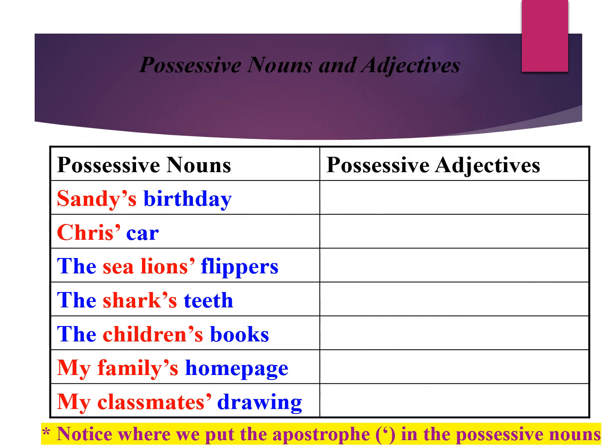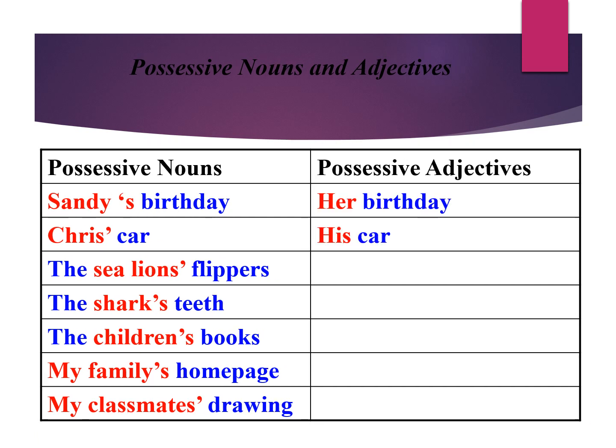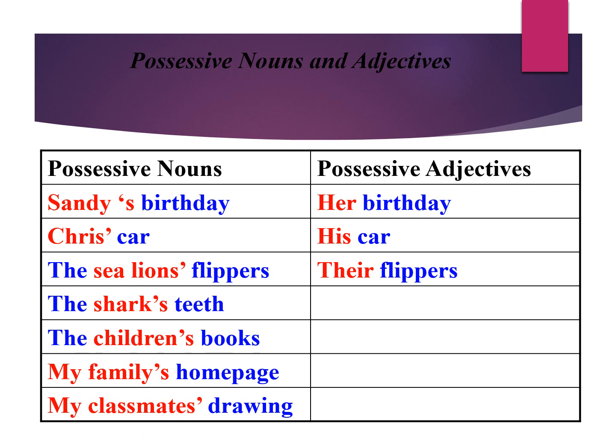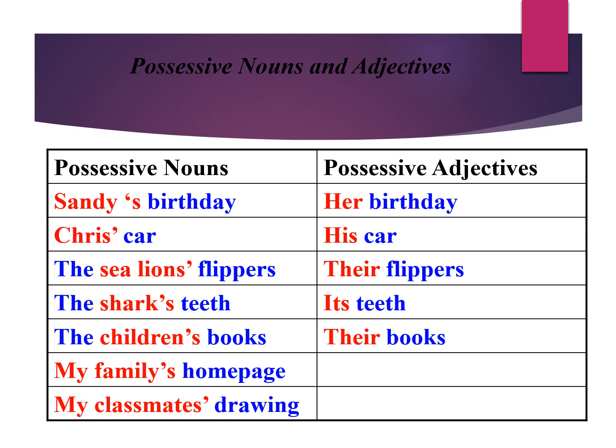Okay, so we were saying that the possessive nouns could be substituted by the possessive adjectives. How is that? If you look at the first example we have here, which is Sandy, it's a girl, right? So instead of saying Sandy's birthday, we could say her birthday. Chris' car, we can say his car. The sea lion's flippers, we can say their flippers. The shark's teeth, its teeth. The children's book, their books.